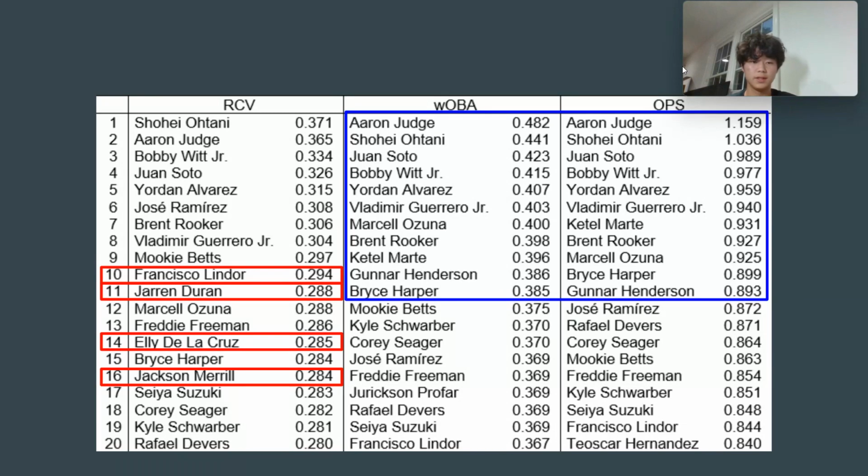Francisco Lindor, for instance, ranks 10th in RCV, but only 19th and 20th in wOBA and OPS. His high stolen base count and low ground-into-double-play rate boosts his RCV score. Similarly, Jarren Duran ranks 11th in RCV, but doesn't even appear in the top 20 for the other two metrics, which reflects how RCV better accounts for base running.